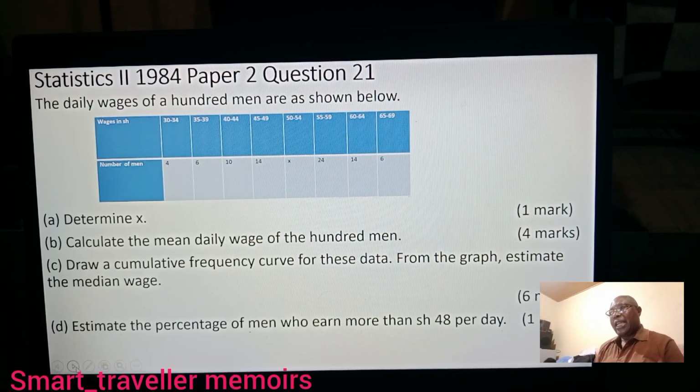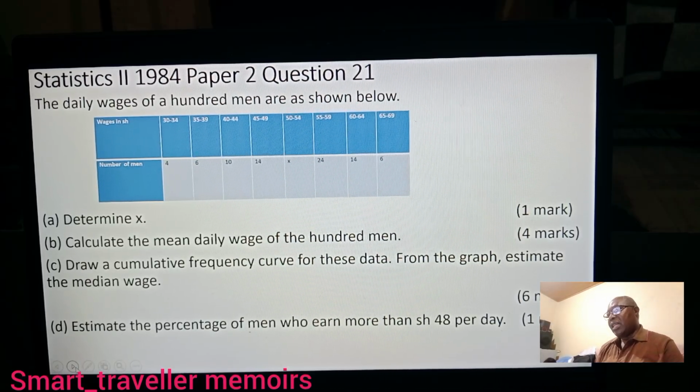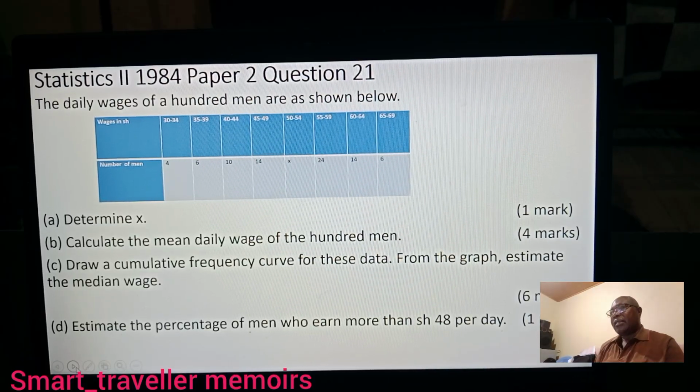So, question A, determine X, the number of men for group 50-54. B, calculate the mean daily wage of the 100 men. C, draw a cumulative frequency curve for this data. From the graph, estimate the median wage. And D, estimate the percentage of men who earn more than 48 shillings per day.